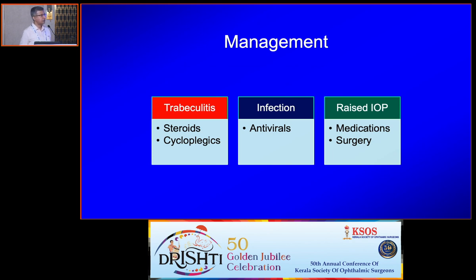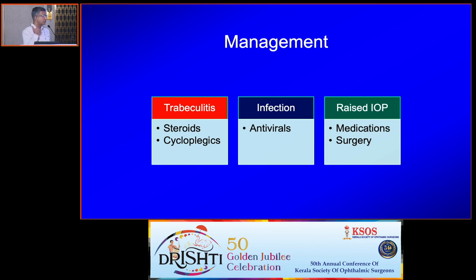Traditional management of steroids and cycloplegics will take care of it most of the time. Antivirals will help if you have a viral etiology, and when the pressures are raised, you may need to add medications and surgeries. So for me, when I suspect a Posner-Schlossman, what I typically start off with is the steroid, and I may add an anti-glaucoma medication depending on the pressure. If the pressures are just 30, 32, I might just start on the steroid and call them back in a week or two, see what happens.